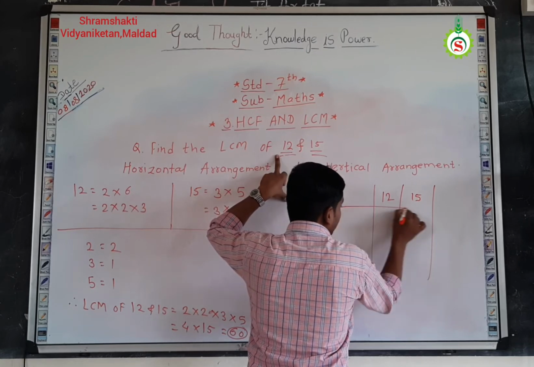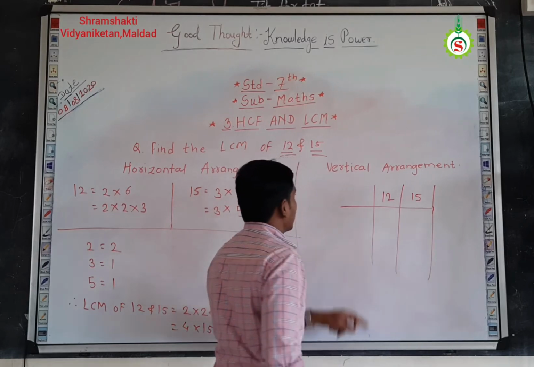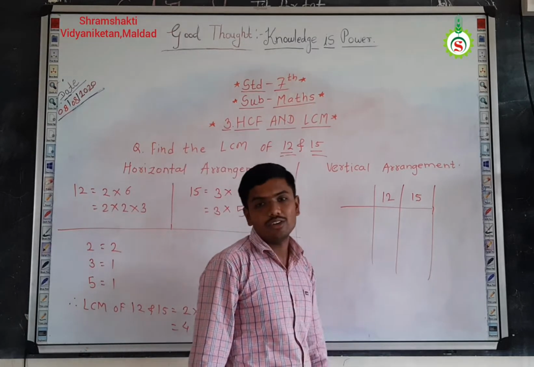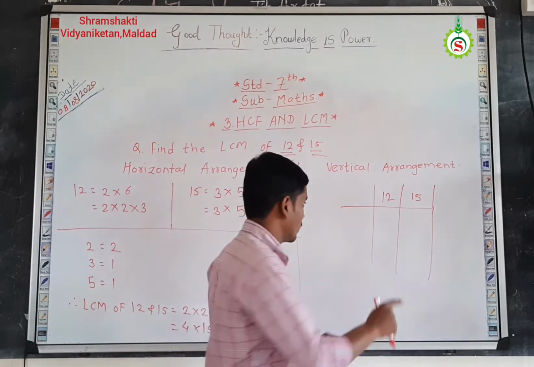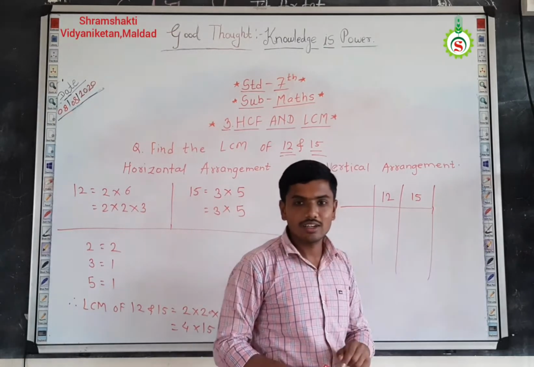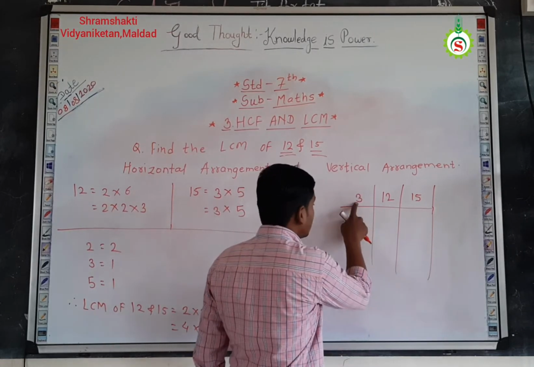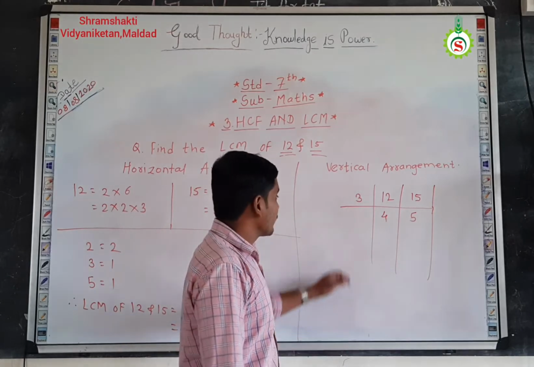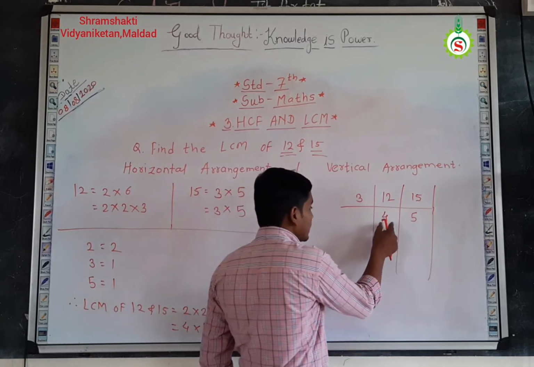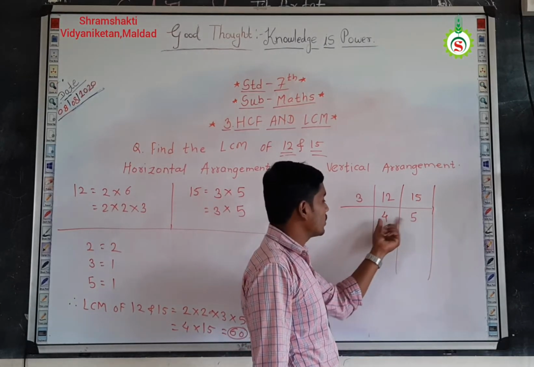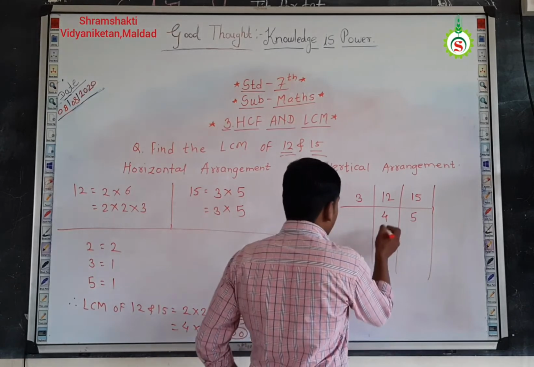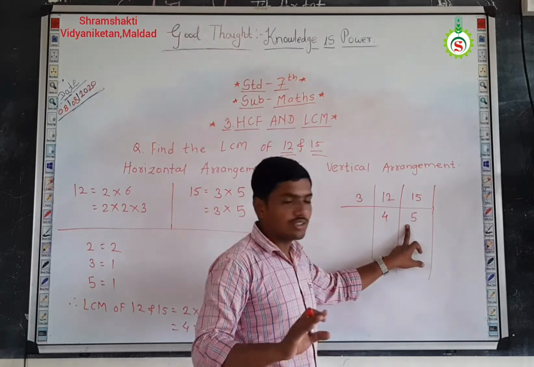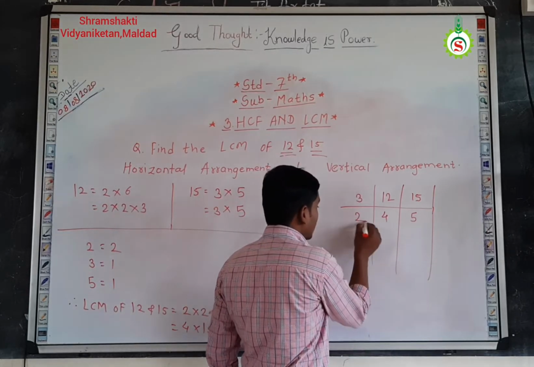Which are the numbers? 12 and 15. For the vertical arrangement, I have to take the factor which will divide both 12 and 15. So which is the factor which will divide both? Obviously 3. Because if I take 2, 2 can divide 12, but it cannot divide 15. That's why I will take 3. Now 3 4s are 12 and 3 5s are 15. Now is there any factor which will divide both 4 and 5? No, obviously not. Because 5 is a prime number, not any number can divide 5, but 2 can divide 4. So I will take 2 here.